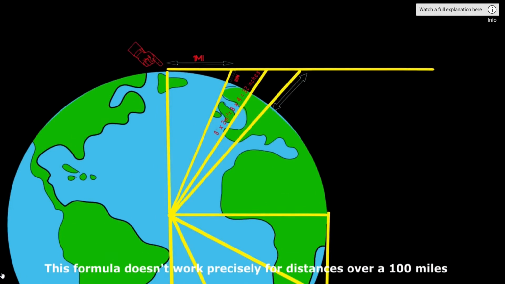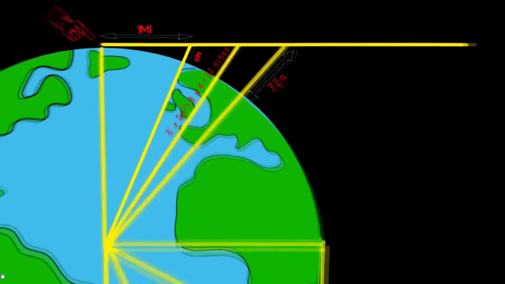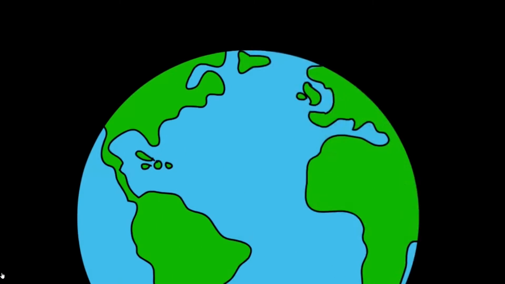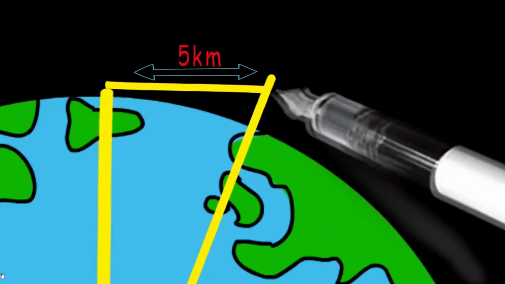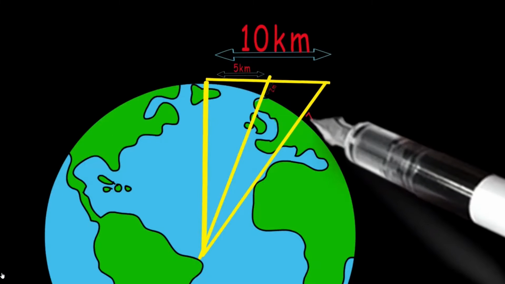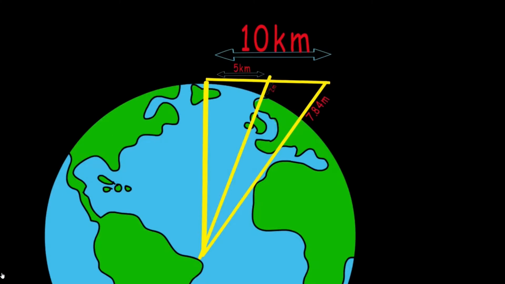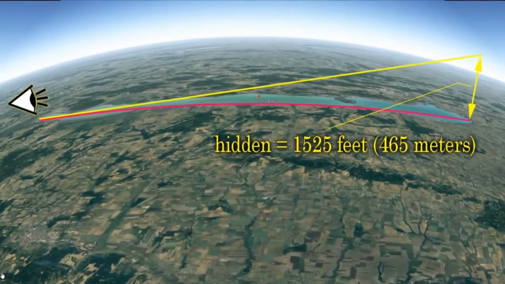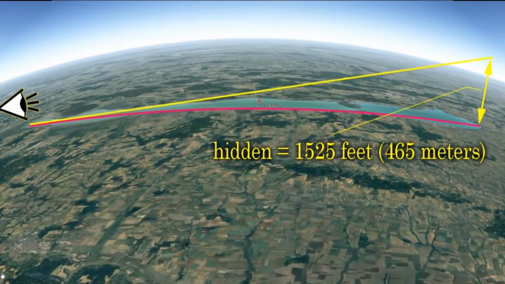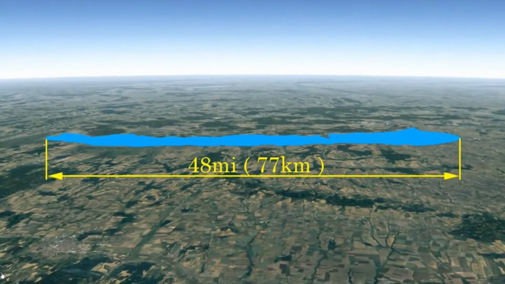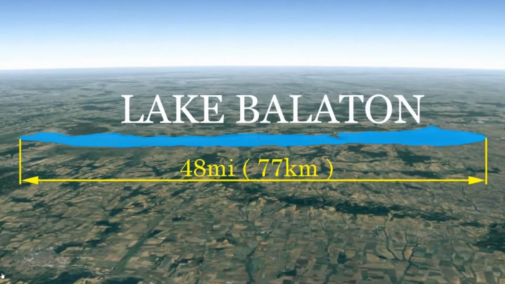At 3 miles away, there must be a 72-inch drop, and in 10 miles, a drop of 66.6 feet or 800 inches. In metric units, a 5-kilometer distance should create a 2-meter drop, and a 10-kilometer distance, a 7.84-meter drop. This calculation would give a result of 1,525 feet or 465 meters on the total distance of 48 miles, which is 77 kilometers, over Lake Balaton.